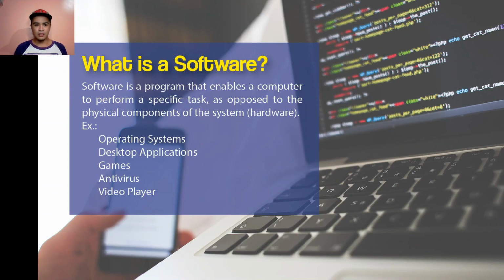Now let's talk about what is a software. A software is a program that enables a computer to perform a specific task, as opposed to the physical components of the system, hardware. Most IT people or IS people know that software is the intangible part of the computer. When you say intangible, it's something that you cannot touch, right? On the other hand, you have the hardware, the tangible part of the computer, meaning something that you can hold, something that you can touch, right? Some examples of software include the operating system. Operating system, by the way, is a system software, but still it is a software. You have desktop applications, games, antivirus, video player, and a lot more.